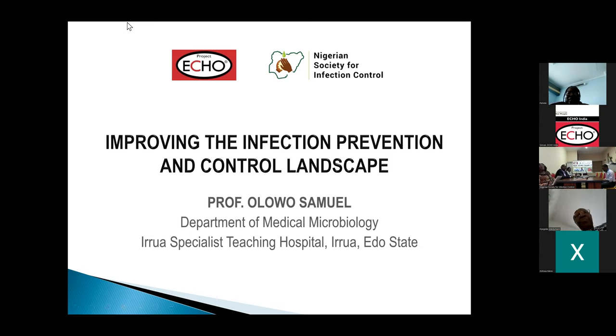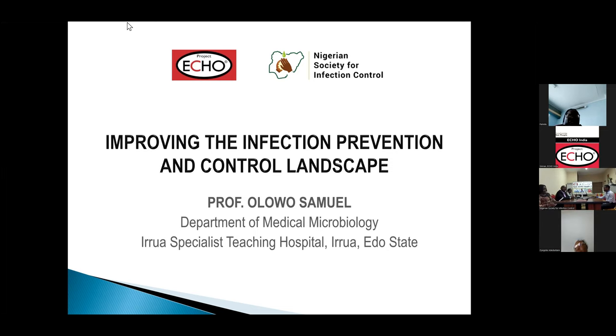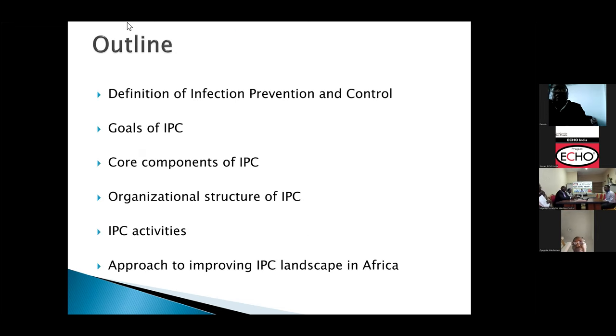It's my pleasure to be at this echo session, and it's a rare privilege and an honor which I'm not taking for granted. This afternoon, I shall be talking on improving the infection prevention and control landscape. I'll go through the following outline: definition of infection prevention and control, the goals of IPC, core components of IPC, organizational structure of IPC, the activities of infection prevention and control, and then the approach to improving the IPC landscape.